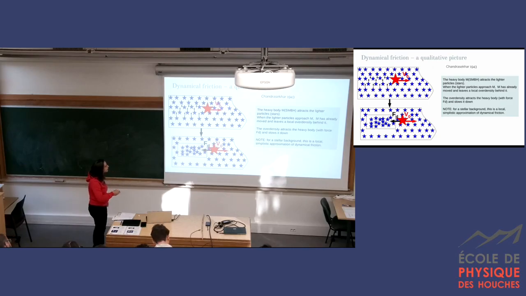So it's like there is an accumulation of stars, an overdensity, or also it could be dark matter particles, at the back of this black hole, and this overdensity, of course, slows down the black hole because it also exerts a gravitational force.